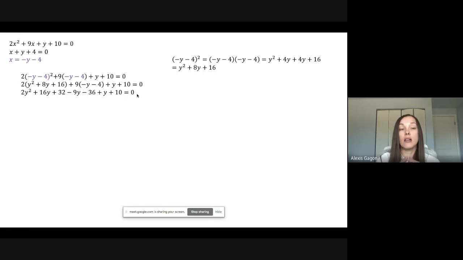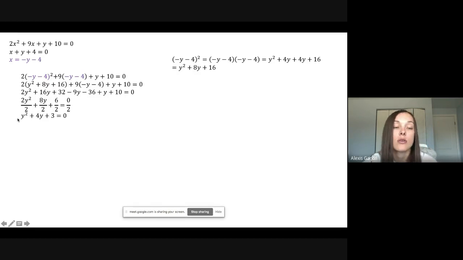Just combine all of the like terms. So we have 2y squared, and then 16y, negative 9y, and y will combine to give you 8y. And then 32, negative 36, and 10 will combine to give you 6. We can divide all of this by 2, since we have that 2 leading, and they're all divisible by 2. So we're left with y squared plus 4y plus 3 equals 0.